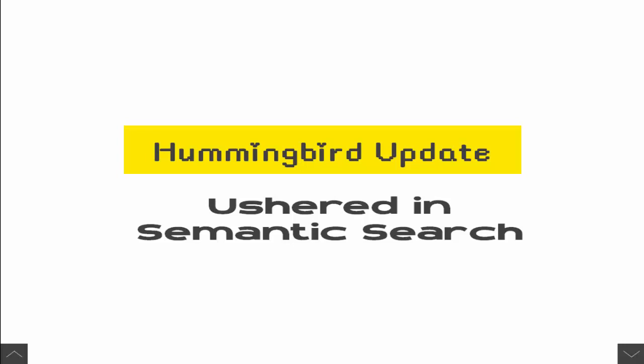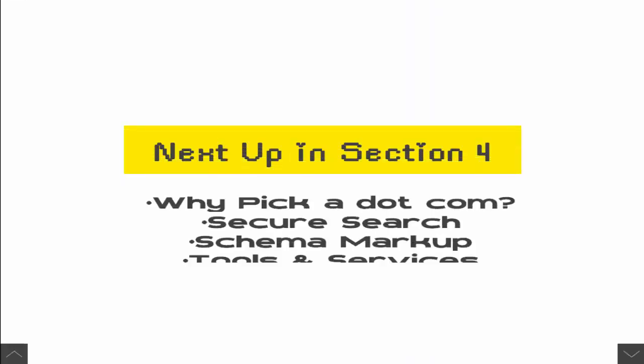And that's pretty much it for Chapter 5, Section 3. Next up in Section 4, we will cover why to pick a .com, secure search, aka not provided, which is a quick summary of Google's not provided update, schema markup, a background on schema.org and the general schema markup, and tools and services that I personally use that are important when doing SEO.